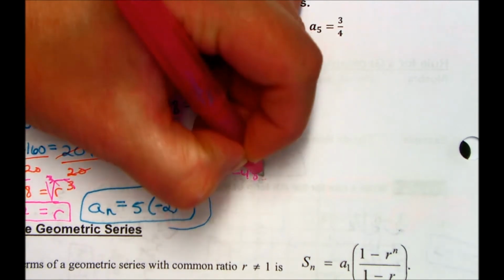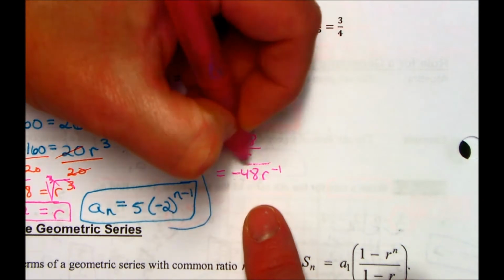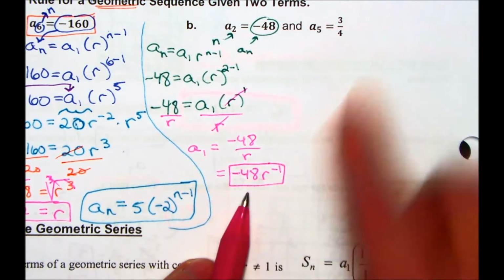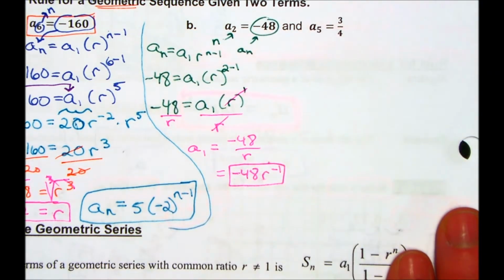That's not what I meant to do. All right, let me back up here. Negative 48 r to the negative first power, if you wanted to make it a single expression. But I can't plug that in until I've used my 5 and the 3/4.